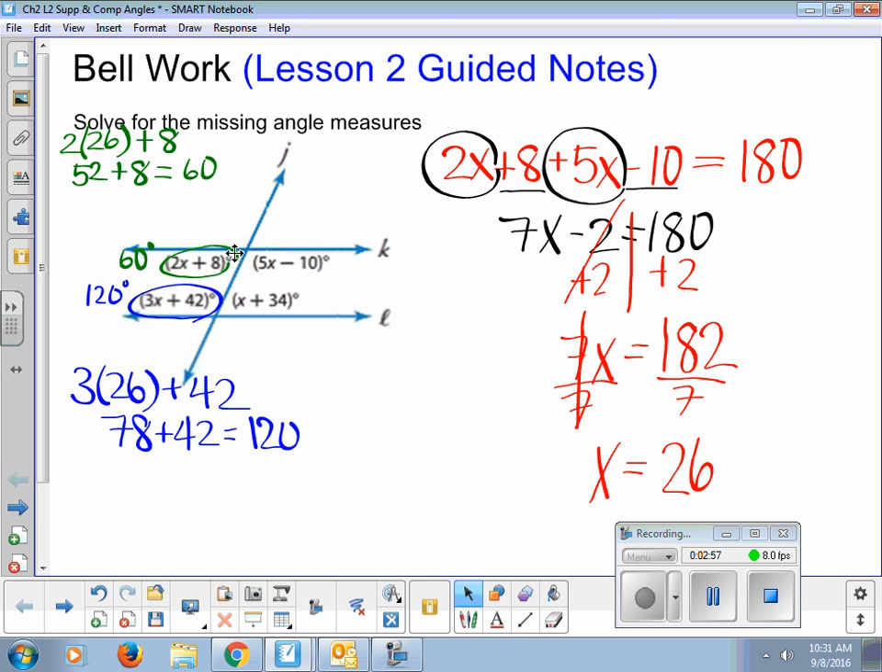To find our last two angles, we know that these two angles share a straight angle. So if this angle is 60, this angle has to be how many degrees? 120, so that they add up to 180. And if this angle right here is 120, what would be the angle next to it? 60.